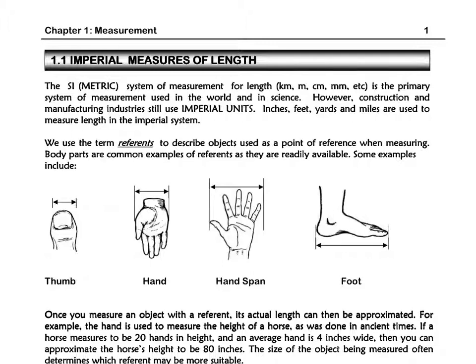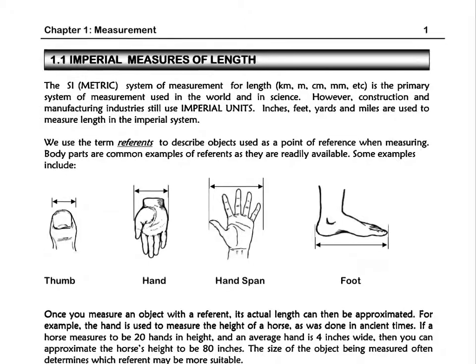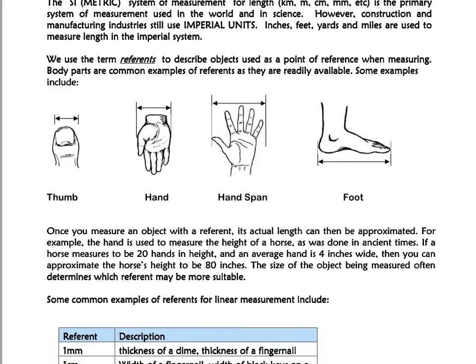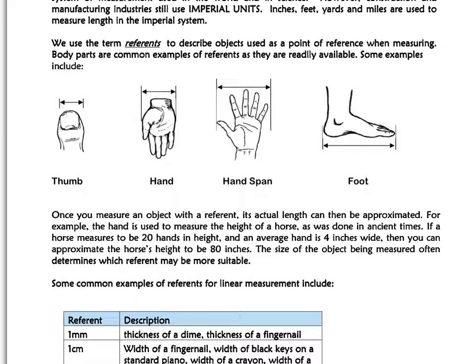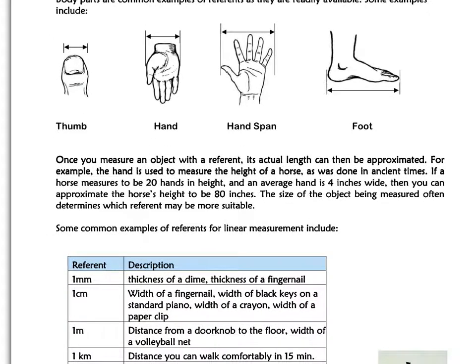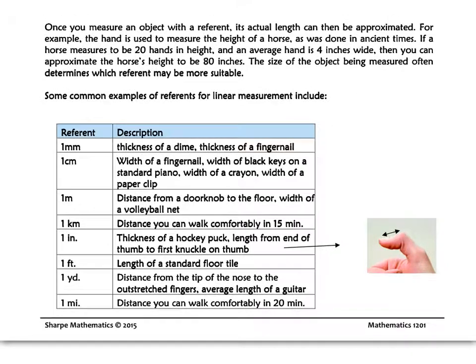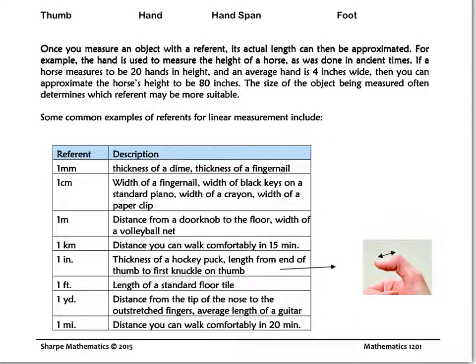In some of the measurements that we used even in ancient times, for example, horses were measured by the hands. A horse which was 20 hands high would mean it would be 20 times about 4 inches, so about 80 inches high. So these are some common references here on the table that are used.